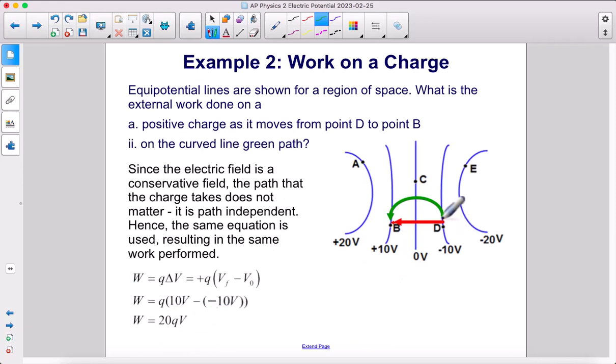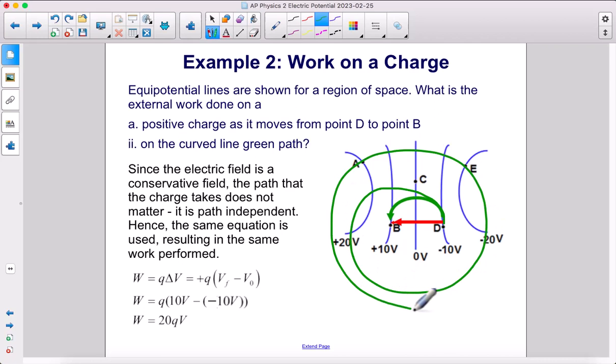What about if we took the curved path from D to B? Well, electric fields are conservative fields. Therefore, the path doesn't matter. It's path independent. We could go all the way around like this and still end up at B, and it would still be the same answer. So same math. All that matters is where we start and where we end up. So 10 minus negative 10 gives us 20 times the magnitude of the charge. That would give us the amount of work required.